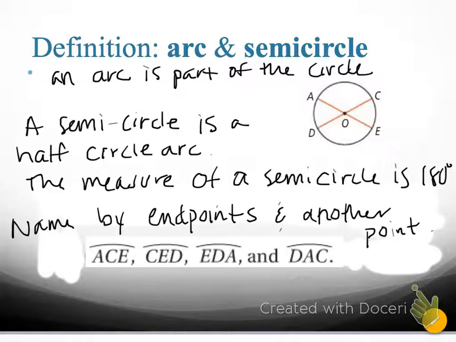Arc and semicircle. An arc is a part of the circle. A semicircle is a half-circle arc. The measure of a semicircle is 180 degrees, named by the endpoints and another point. So ACE is a semicircle. If you look, it's half of that circle. So if I want to say the degrees, this is 180 degrees here. Another example is CED. It would include this entire arc, and you can see that it creates that half portion again. So it should equal 180 degrees.